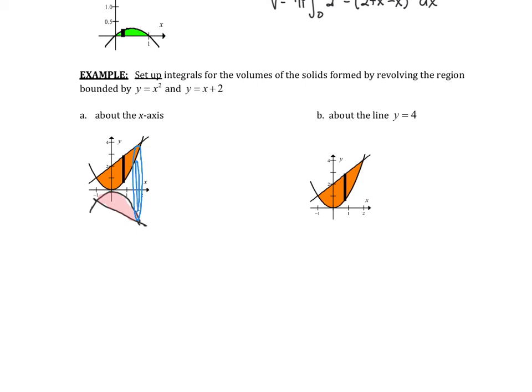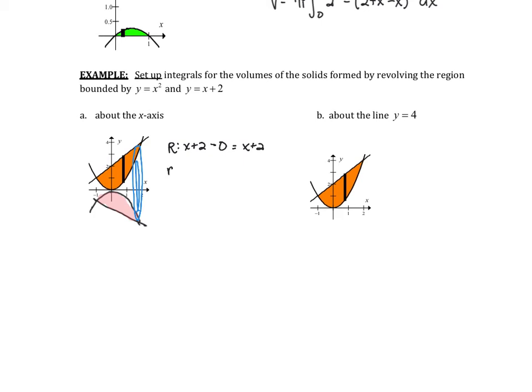So we need an outside radius and an inside radius. So we are going to go from top to bottom. My outside radius here, the top function is very clearly the x plus 2 minus the bottom, or the axis of rotation in this case, which would be minus 0. And my inside radius, well, let's simplify that. That'd be x plus 2.